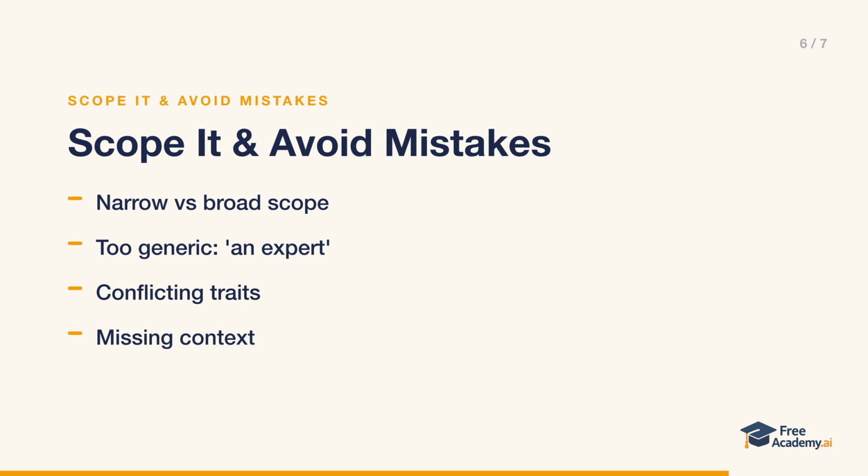Second, avoid 3 common mistakes. Don't be too generic. "You are an expert" says almost nothing, so name the specialty instead. Don't give conflicting traits, like a creative writer who never deviates from a template. And don't leave out context. "You are a doctor" is thin, but an emergency room physician explaining procedures to worried family members is rich and usable: specific, consistent, and complete. That's the formula for a role that works.